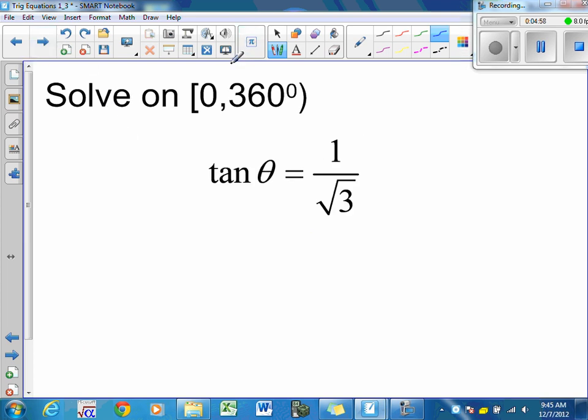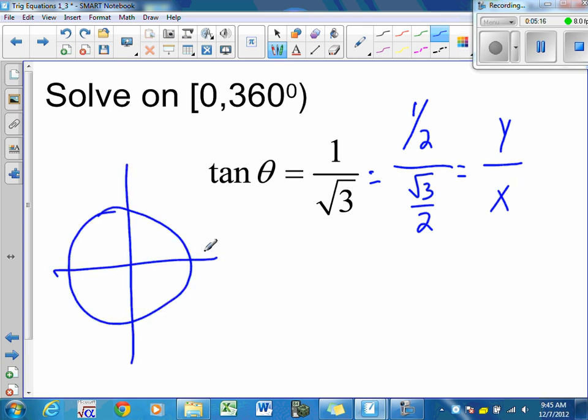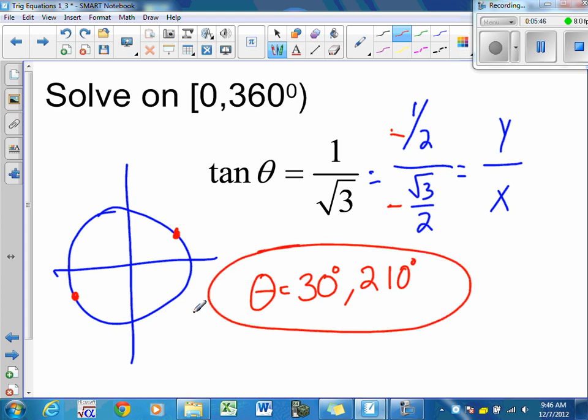Tangent is 1 over square root of 3. Now we know that's going to be where our unit circle value is, to get that, I need 1/2 over square root of 3 over 2. So that's y over x. So if I think of my unit circle, what points have a y-coordinate of 1/2 and an x-coordinate of square root of 3 over 2? So square root of 3 over 2, 1/2 would be right here. And then they also could both be negative. So that's going to be over here. So my answers are going to be 30 and 210. And once again, I would say do these with your unit circle in front of you. Let your unit circle help you understand how to solve these.